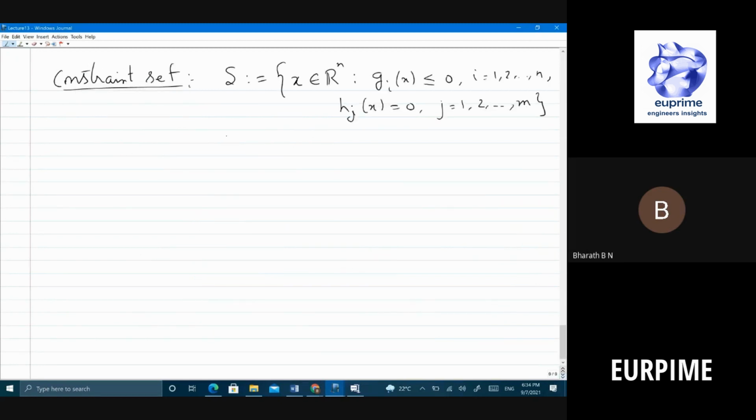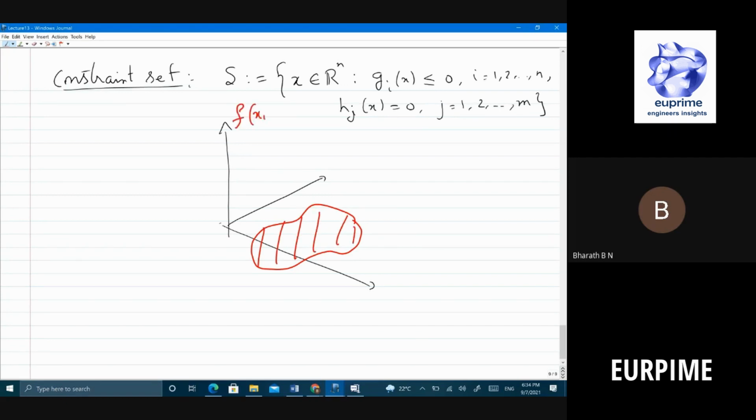For example, in 2 dimensions, let's say if I plot it like this, this is your 2 dimensions, and the constraint set could be like this. So this is your constraint set, it lies in, let's say, R2. So this is your function f of x1, x2, and this is x1, this is x2, and this is your constraint set S, and you have a function. I don't know how to draw it, but I'll try my best.